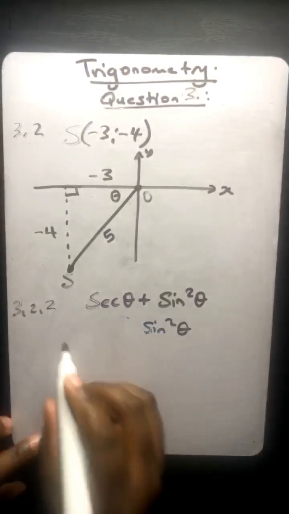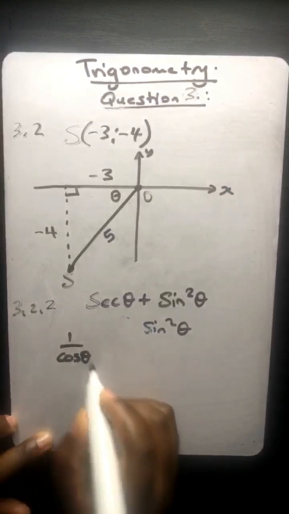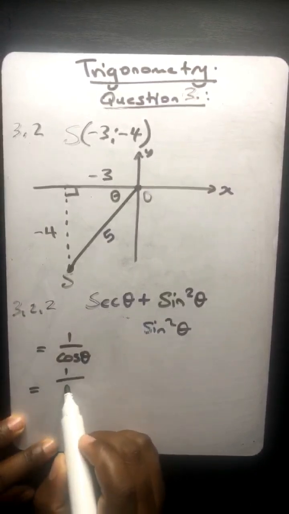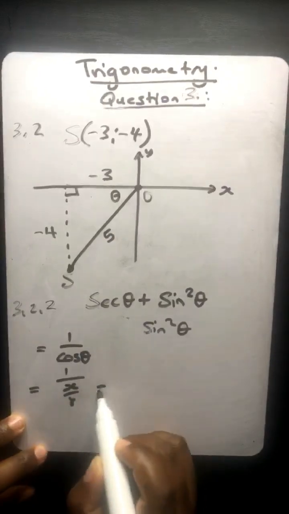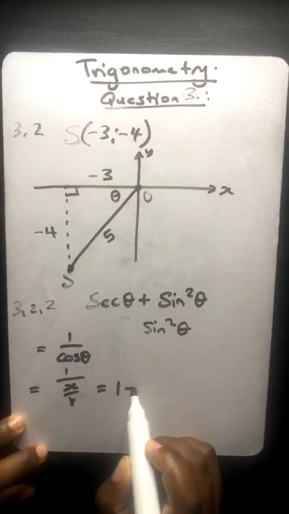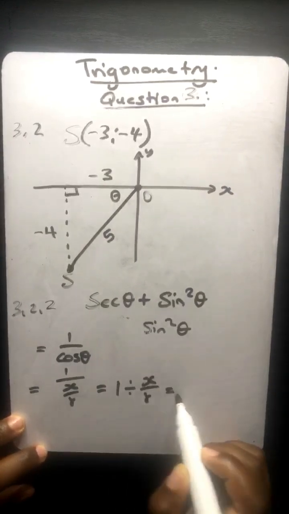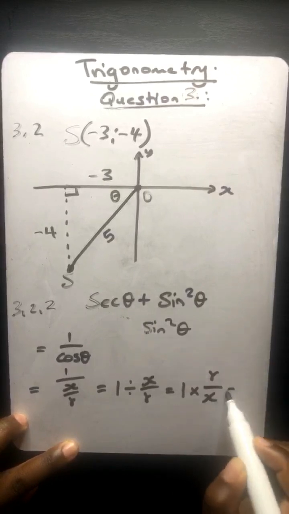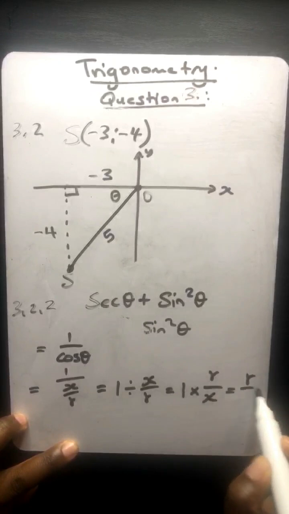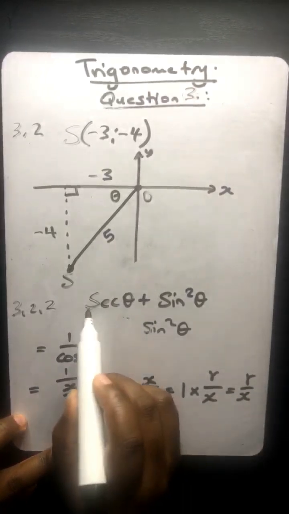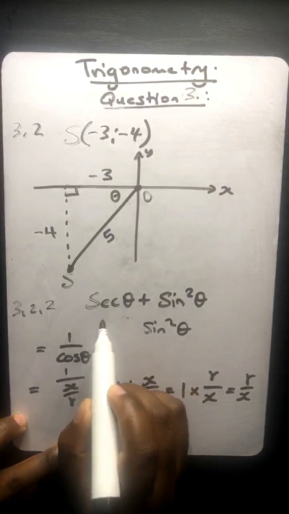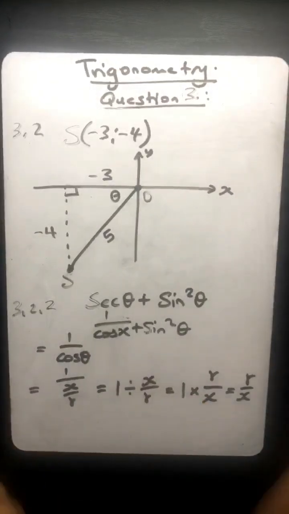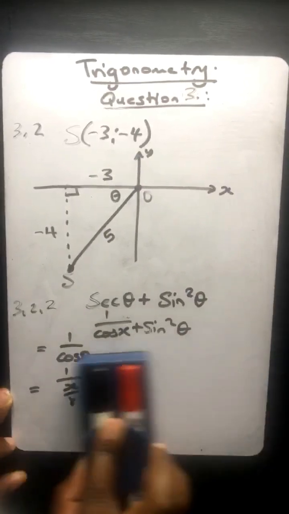So now let's try to update that, and let me make use of this opportunity to show you how it works. Can you see it's 1 over cos. What is cos? Cos is x over r. So this is the same as 1 divided by x over r, which is the same as 1 multiplied by the vice versa, which means r over x. That is why I was saying you can just say 1 over cos angle and then plus, and on your next step write that ratio.